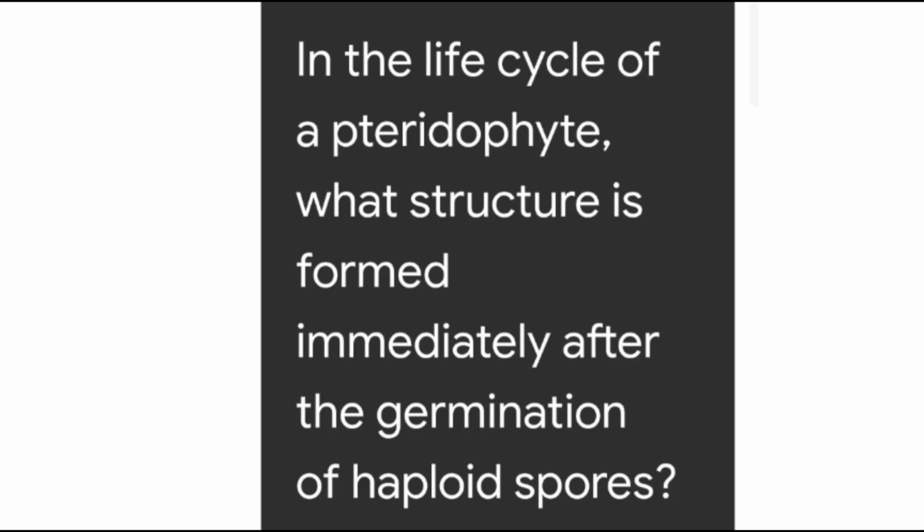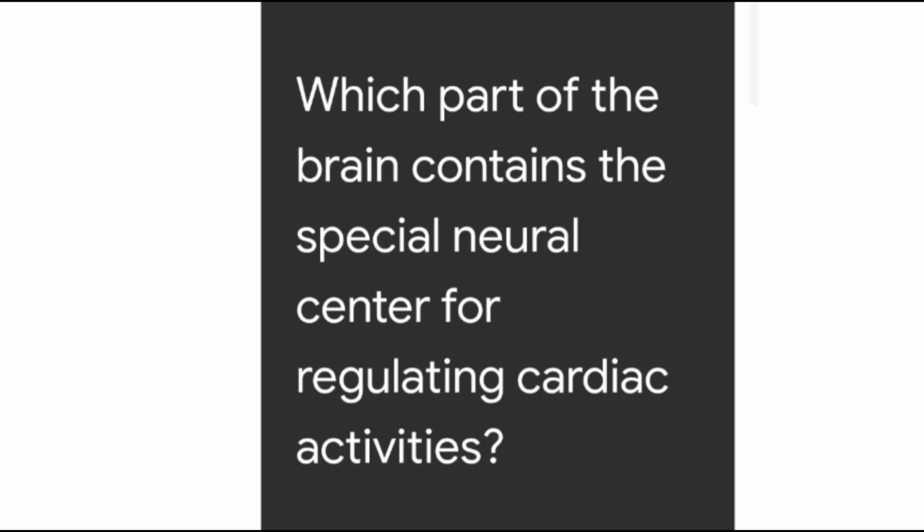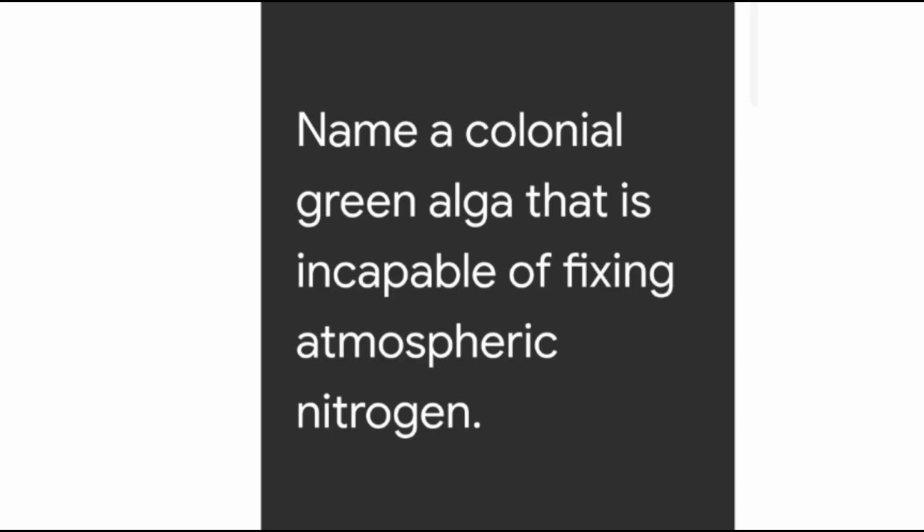Which part of the brain controls the special neural center for regulating the cardiac activity? That is the medulla oblongata. Now name a colonial green algae that is incapable of fixing atmospheric nitrogen. That is Volvox, a green algae that is incapable of fixing atmospheric nitrogen.